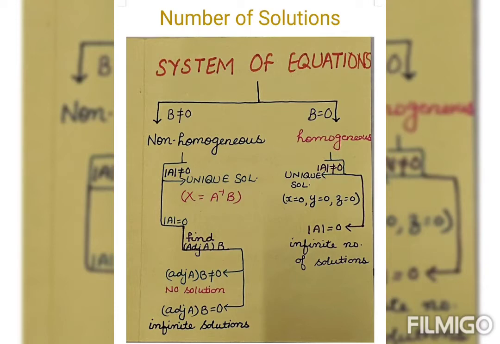And if determinant of A comes out to be 0, in homogeneous case we will declare it has infinite number of solutions. But in case of non-homogeneous system, we will further evaluate adjoint A into B. If that comes out to be non-zero, means adjoint A into B is not a null matrix, we will say the system has no solution. But if that also comes out to be 0, we will declare the system has infinite number of solutions.